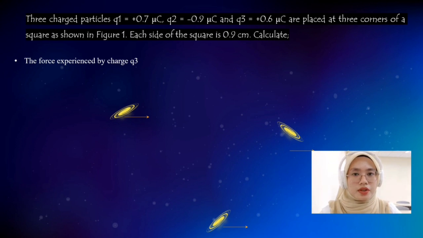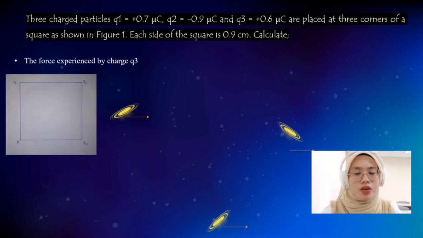First of all, draw a square that has Q1, Q2, Q3 and point A on each corner of the square. Next, draw the vector diagram of Q3 towards Q1 and also Q3 towards Q2. Since Q3 is a positive charge and Q1 is also a positive charge, it will repel to the right side, while for Q3 towards Q2, Q3 is a positive charge and Q2 is a negative charge, so it will attract downward. So the vector diagram will be like this.